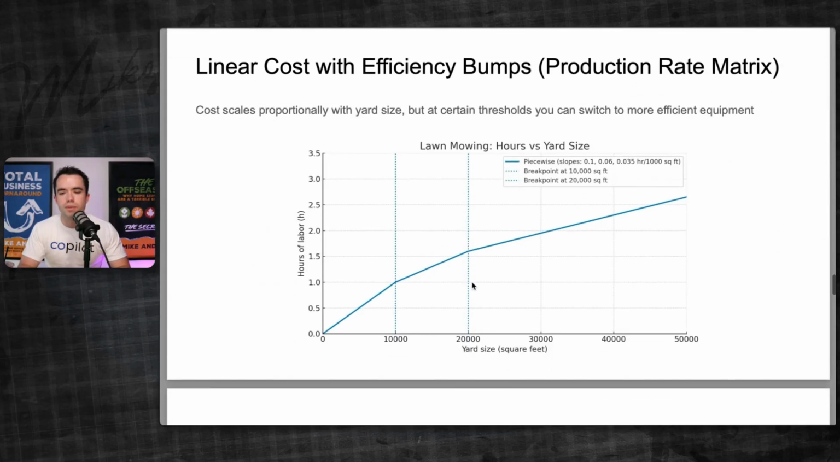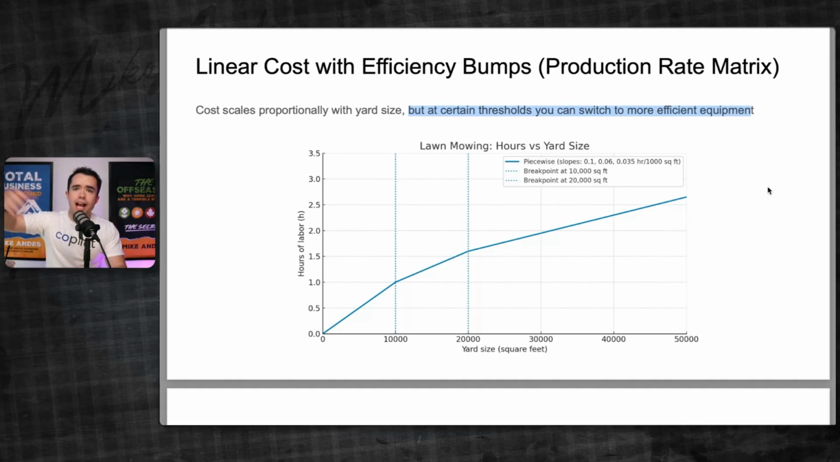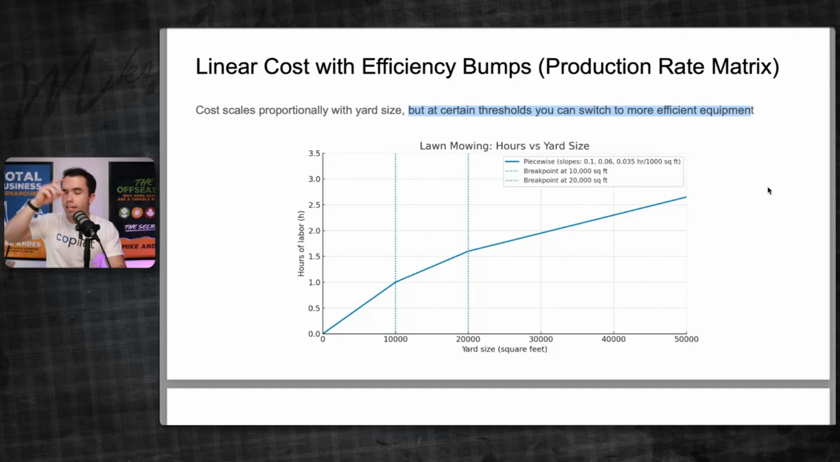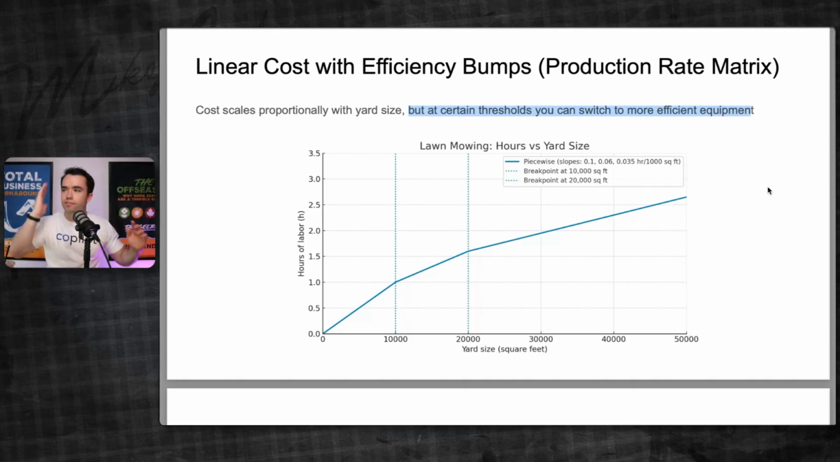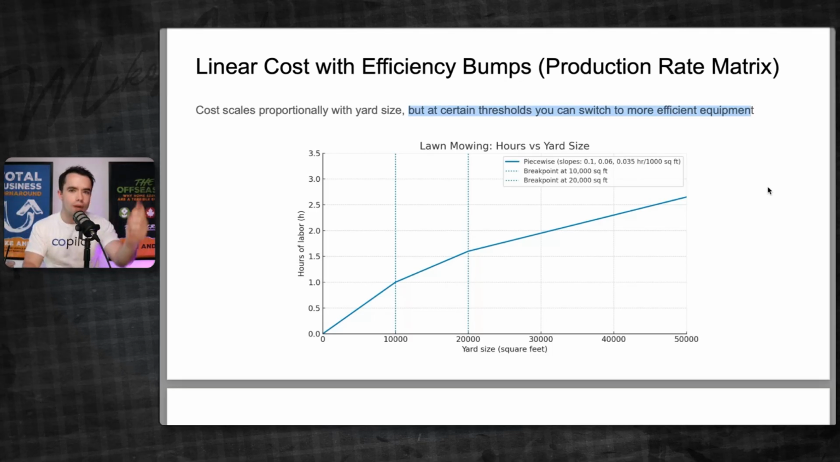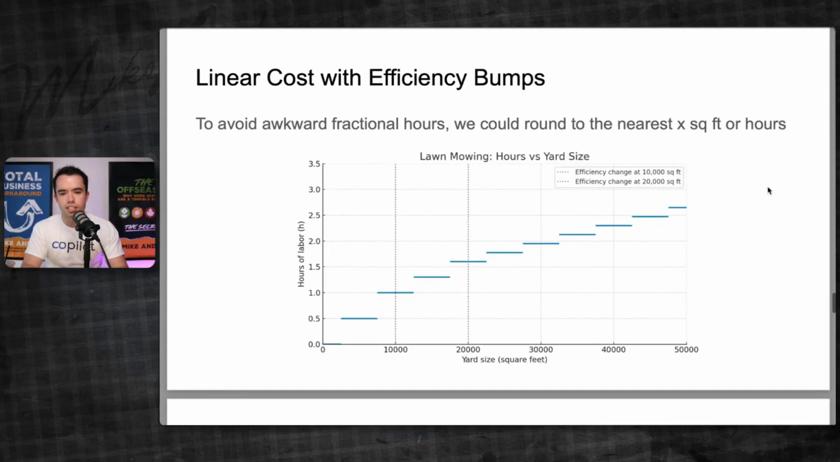Linear cost with efficiency bumps. The cost scales proportionally with the yard size, but at certain thresholds, you can switch to more efficient equipment. This is what is closest to reality, the model that most aligns with it. Yes, it takes longer to mow someone's lawn the larger the square footage. However, there are inherent efficiencies of staying on the same larger property. You use larger pieces of equipment, and usually you're going back and forth more often instead of around the perimeter, around bushes, flower beds, the house, etc. So, linear cost with efficiency bumps.